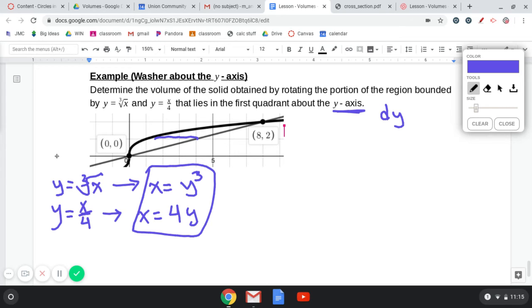And since we're rotating around this y-axis, our bounds are going to be in terms of y as well. So take these intersection points, our integration limits, are going to be the y values of where they intersect. So these limits are going to be 0 to 2.